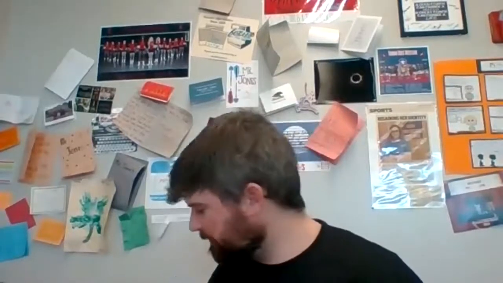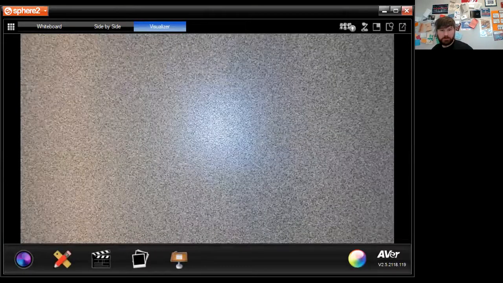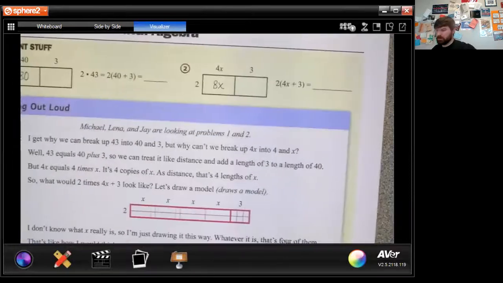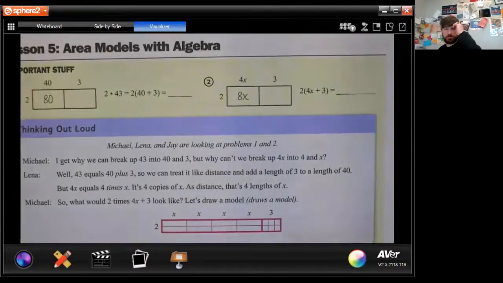All right. Today we're going to look at lesson 5. We're going to look at the first part starting on page 21. And in this lesson, we start looking at incorporating algebra into our area models. So let me get my document camera up and going. And again, we are on page 21 here with area models with algebra.